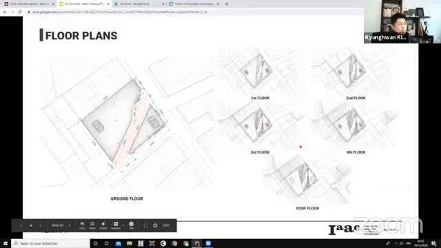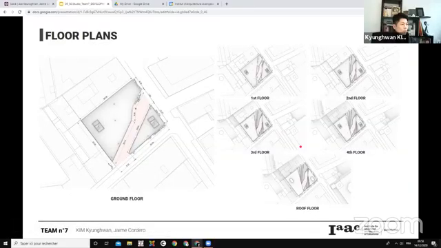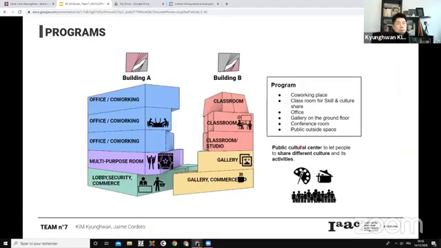So this is the site plan and our plans. We have a circulation in the middle. So the program is public area for the ground floor and the first floor. Then the third floors are for office in building A, and classrooms for culture and language sharing in building B.